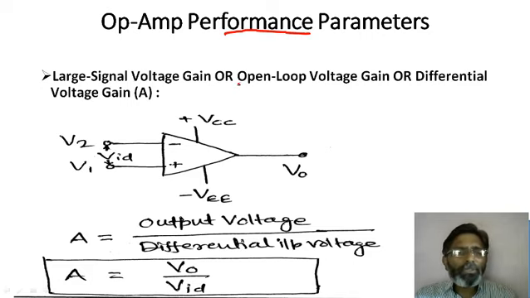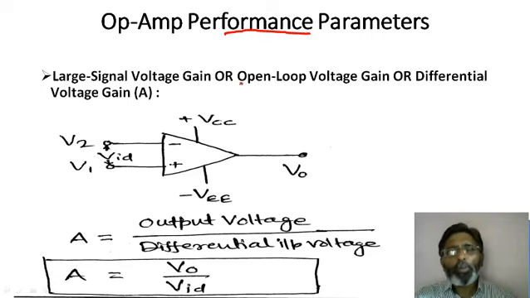Or it is known as differential voltage gain because this is the gain where it is amplifying, or increasing the strength of, the difference signal at the input, and then it is transferred to the output. So we call it differential gain.